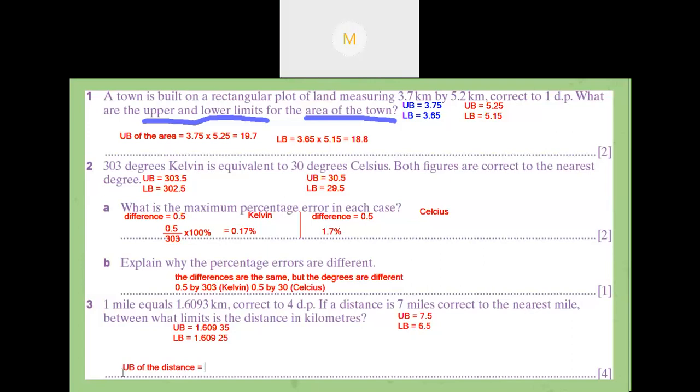Do we have to do addition, subtraction, division or multiplication? Which one do we have to use? It is multiplication. Yes, I think it will be multiplication. So it will be 1.60935. We multiply by what number for the upper bound? 7.5. Okay, 7.5. So how much will it be?